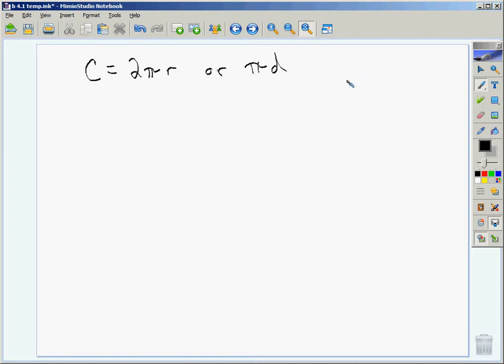Now, for the sake of argument, today, unless they tell you otherwise, we're going to use pi as being 3.14. You do not need to use anything other than that. If by chance you have a scientific calculator that has a pi button, please don't use it. Use 3.14. That way all of our answers will be consistent and the same. Everybody okay with that? Okay.